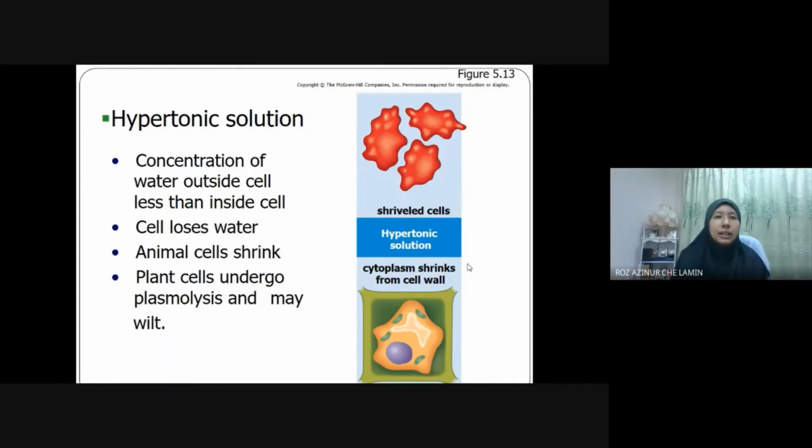Okay, lastly, for the hypertonic solution, the concentration of water outside the cell is less than inside the cell. So this will make the cell lose water. The water moves from inside the cell to the outside. So the animal cell will shrink, while the plant cell undergoes plasmolysis and may wilt.